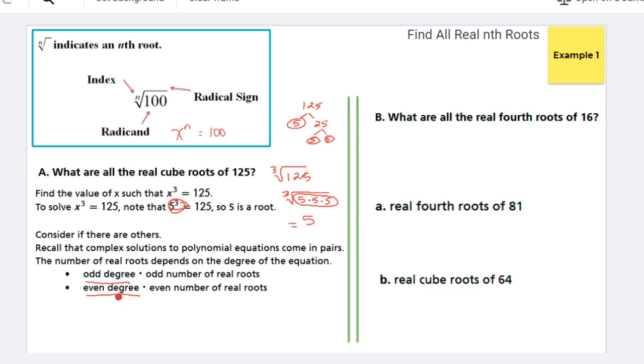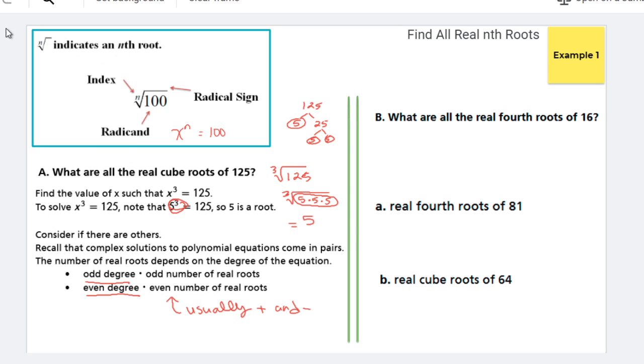Now if I have an even degree, like the square root, I would have an even number of real roots. This means that I usually have a positive and a negative answer. So just look out if you're looking for fourth roots or something like that, to make sure you consider positive and negative. So let's check this one out.